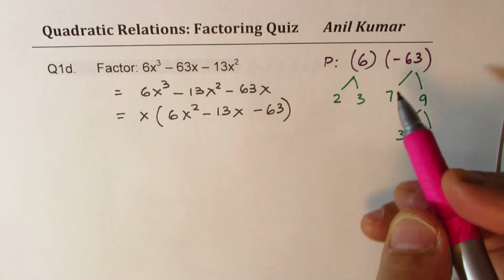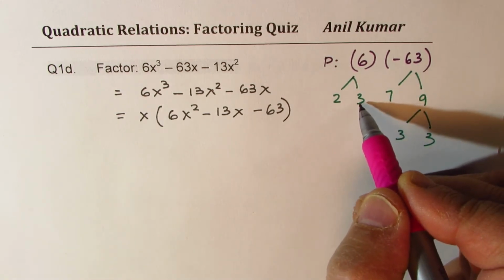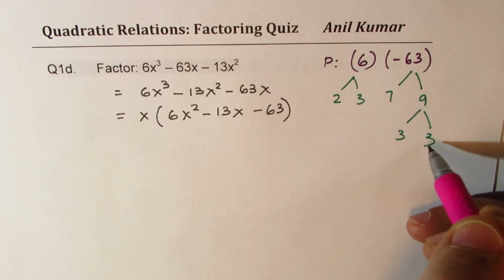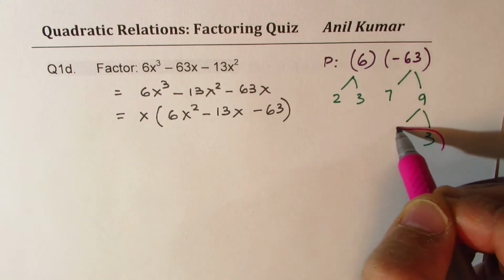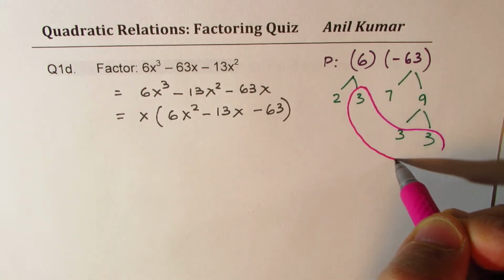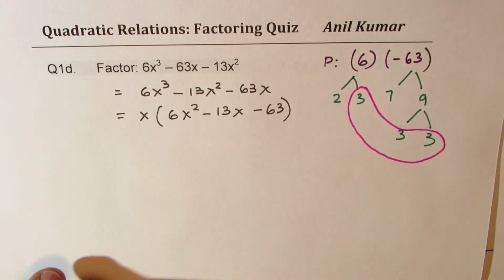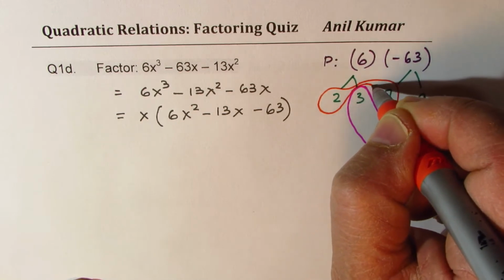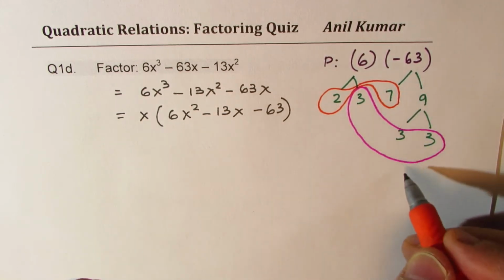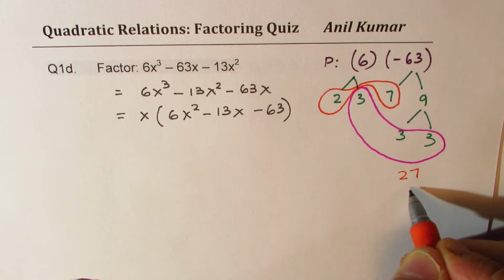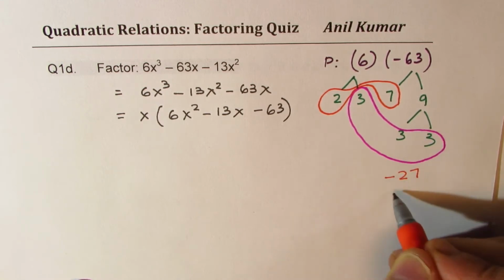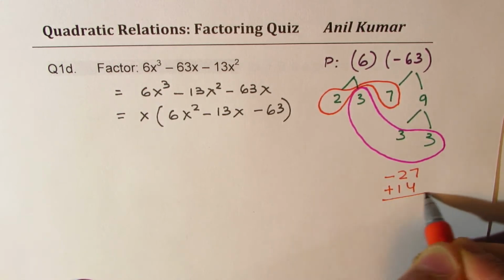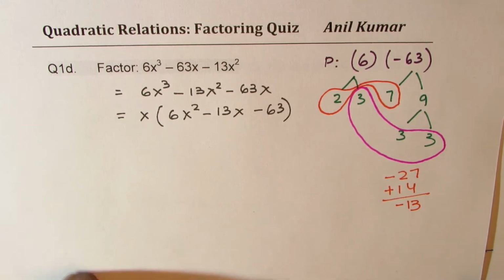So if you take 7 times 3, which is 21, times 2, which is 42, take away 9, it doesn't work, right? But if you take these 3 3's, which is 27, and the remaining 7 and 2, which is 14, then it works, because 27, if I use as negative and take positive 14, we do get minus 13. You get an idea, right?